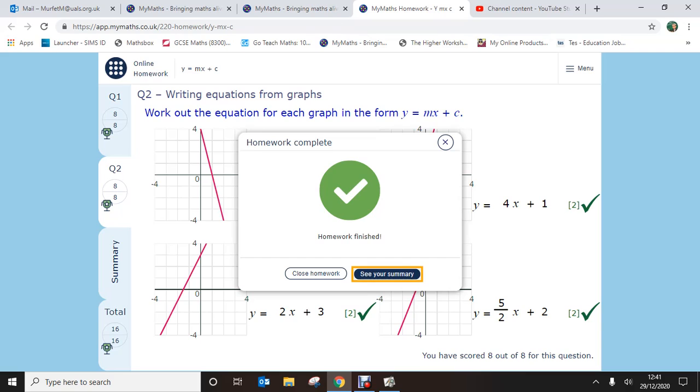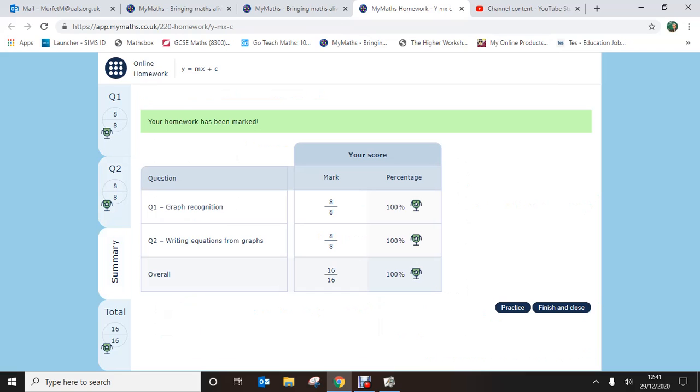Okay, click see your summary. It tells you what grade you've got, what mark you've got. If there's one of those that you struggle with, or you really can't get at all, let me know, and I can put a helpful how-to video on to try and help you understand that. Always then click finish and close. If you click finish and close, then that locks your scores in. Don't click practice. If you click practice, it will go back and restart it. So finish and close, and that will be your homework completed.